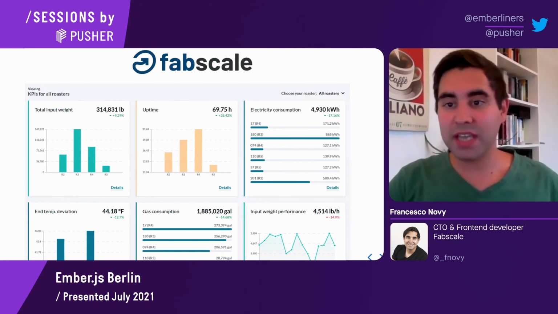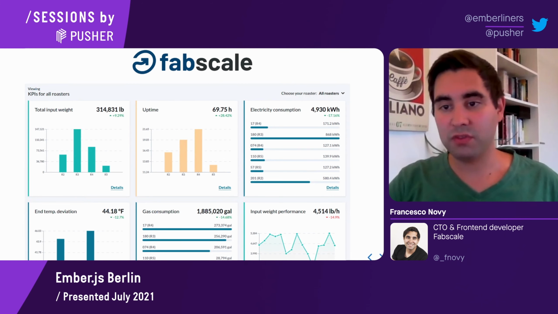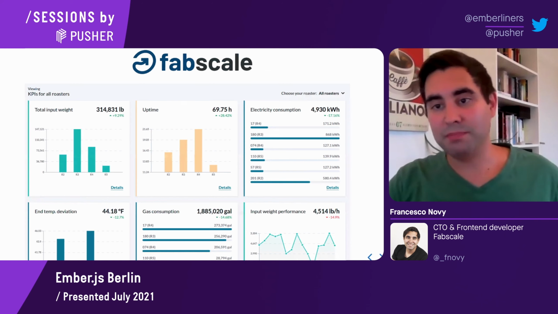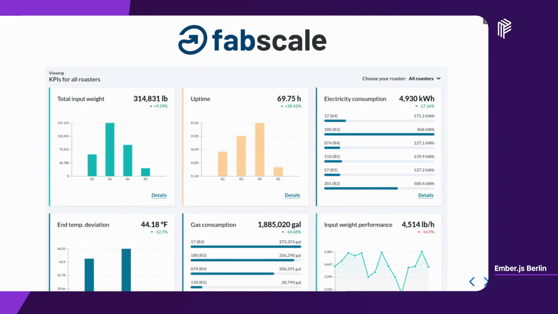I work at FabScale, which is a small company. We build software for coffee roasters. You can imagine this, roughly speaking, as us collecting data from all the machines in a roasting plant and syncing it into the cloud, and then we have a cloud application where you can see your KPIs and your production data, do quality control, and things like that. I lead the technical team there, and I'm also heavily involved in actually writing the front-end application.